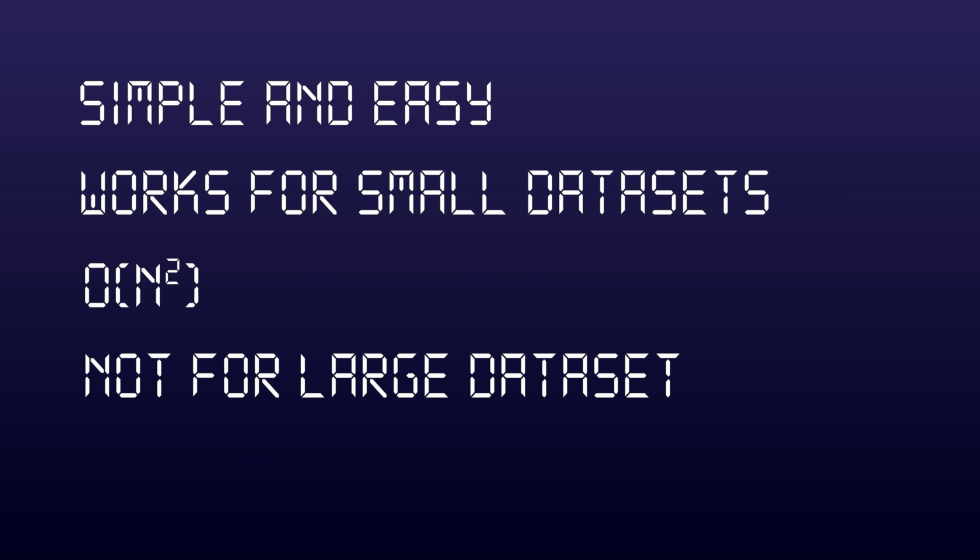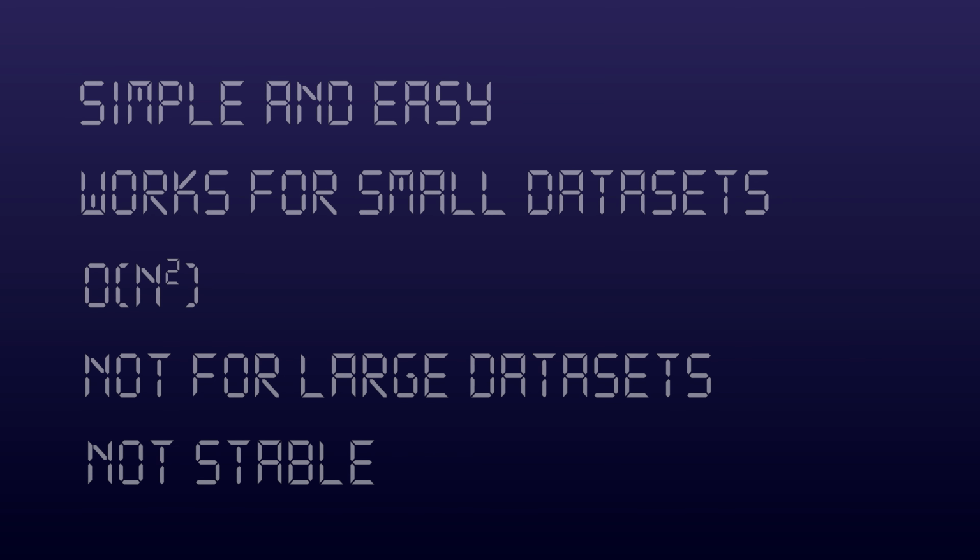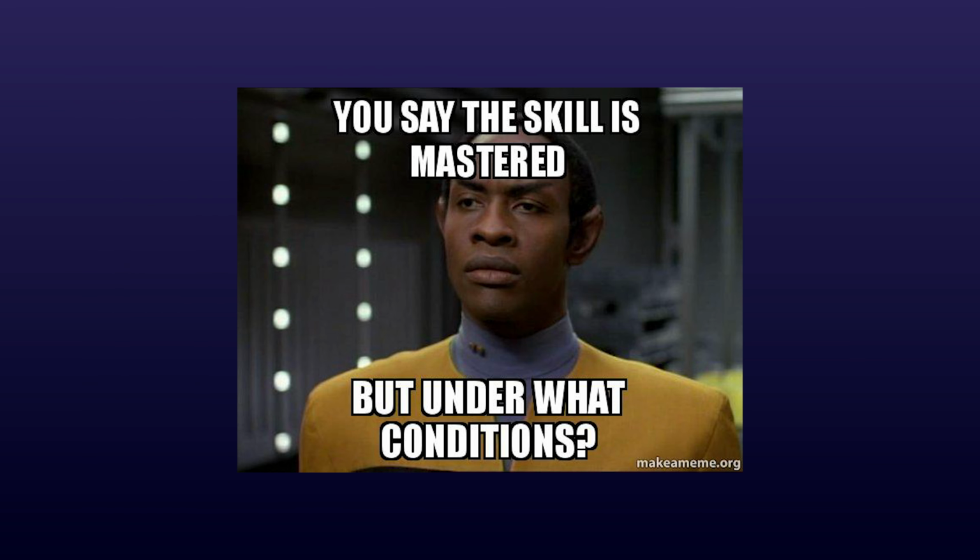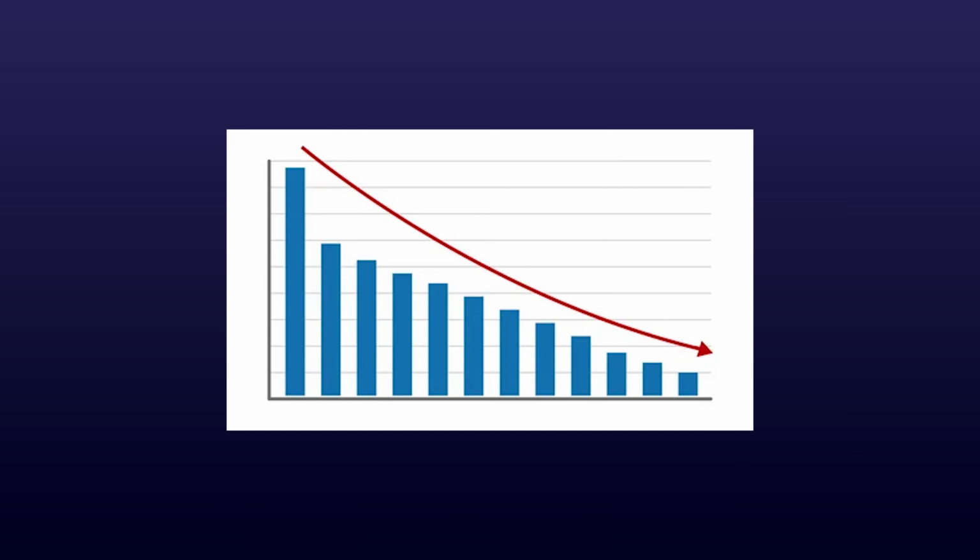It does not work well on large datasets, and it does not preserve the relative order of items, that is, it is not stable. To know whether you have mastered selection sort, try to sort the array in descending order, that is, from highest number to lowest. If you were successful, then congratulations, you have mastered selection sort.